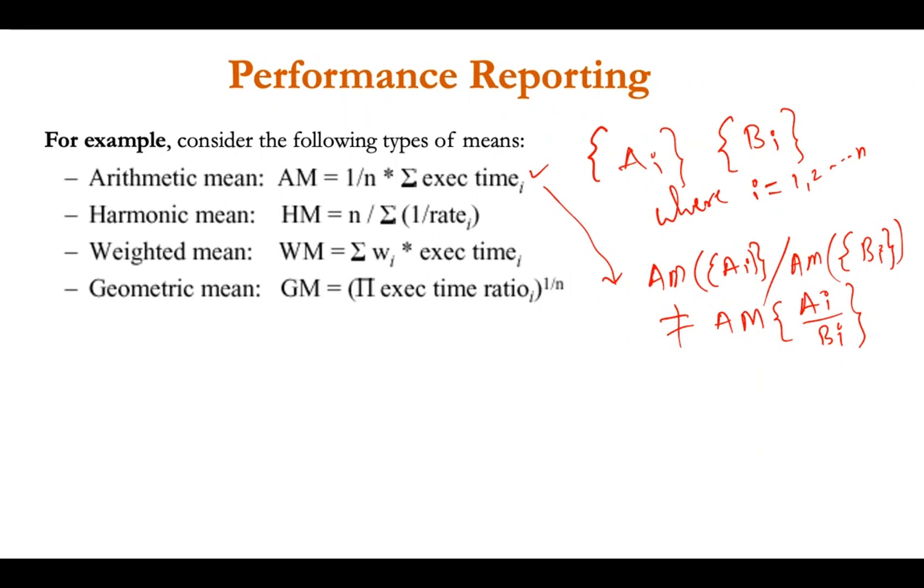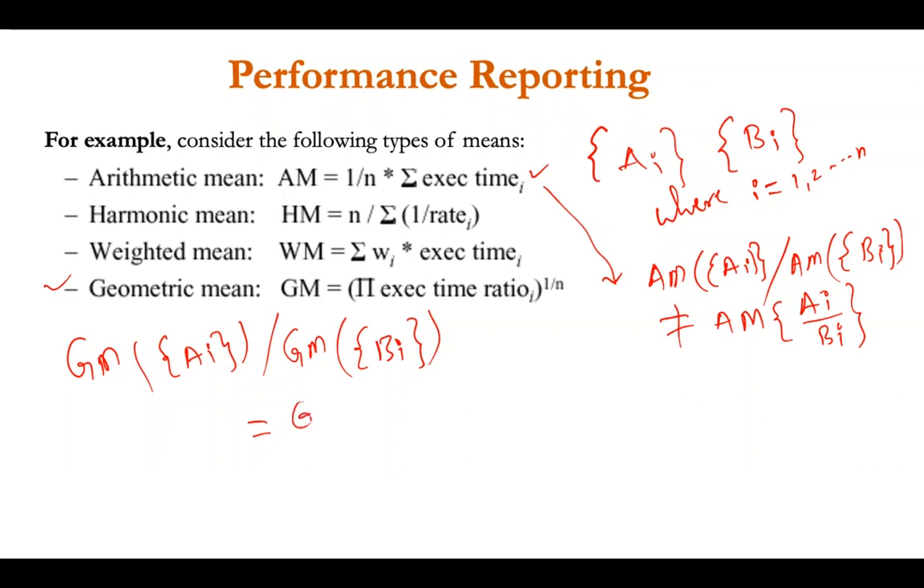Whereas in the geometric mean, you can write it as, suppose, the geometric mean of your AI divided by the geometric mean of your data series BI. This will be equal to the geometric mean of your AI divided by your BI. Okay, so that you can see the results.